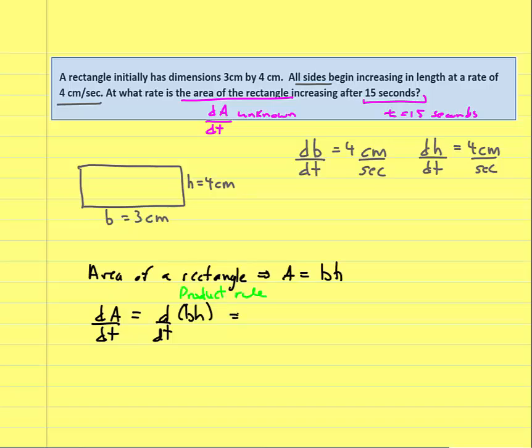So this is going to look like dA dt equals. Now if you remember the product rule, it's the first function times the derivative of the second function, which would be dH dt here. Because I took the derivative of the variable with respect to time, I need to tack on that dH dt, plus the second times the derivative of the first, which would be dB dt. So this is my related rate equation.